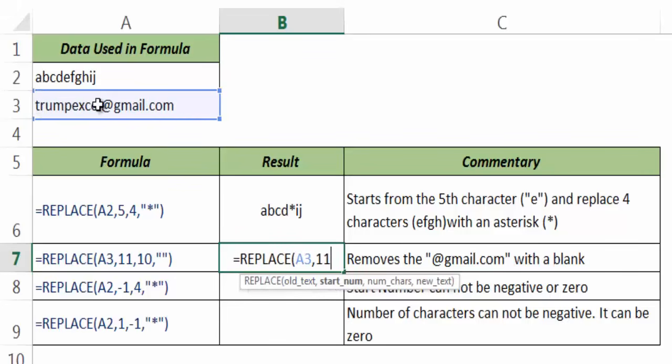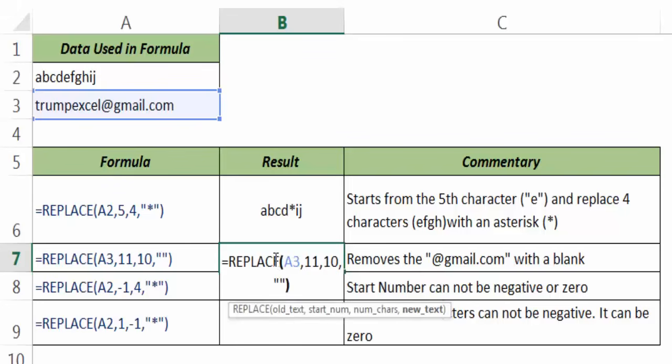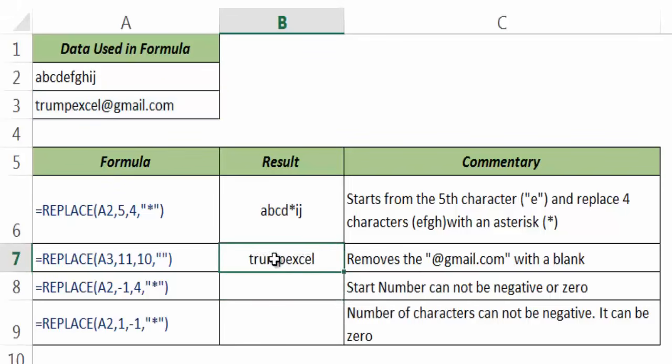Now if you count Trump Excel, these are made up of 10 characters, and the 11th character is @. So I want @gmail.com to get eliminated, and hence I start with the 11th character. And I want to remove 10 characters, which is @gmail.com, a 10 character string. And the new text is a blank. So when I hit enter, it gives me the username Trump Excel, and it removes @gmail.com.